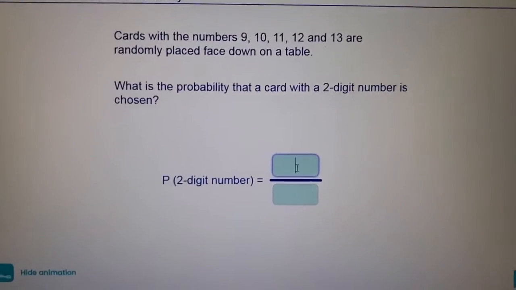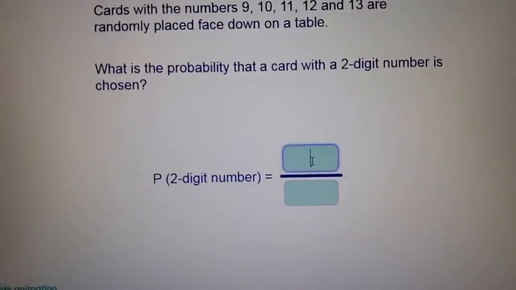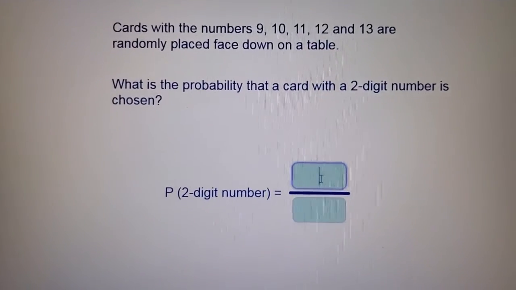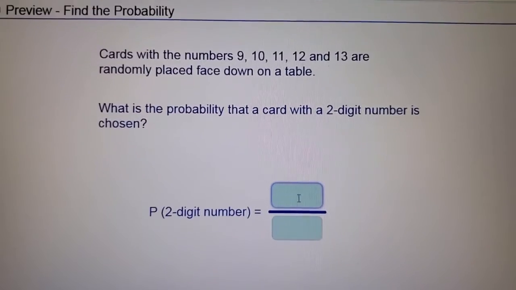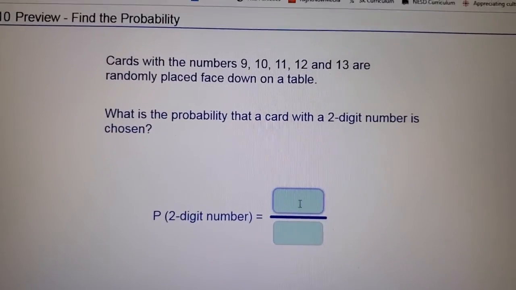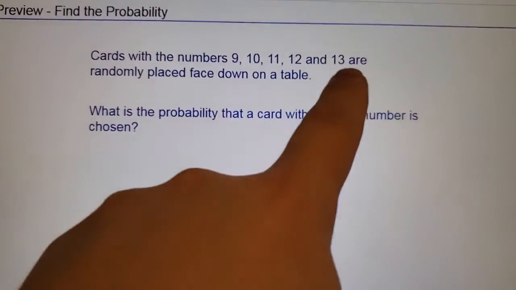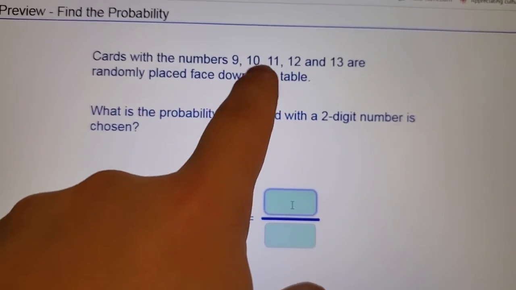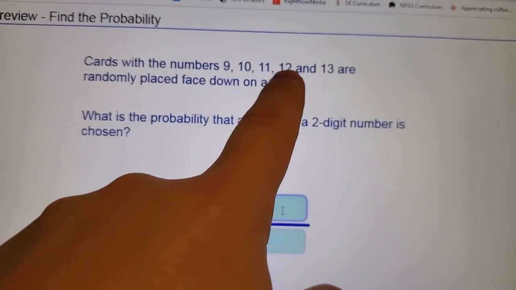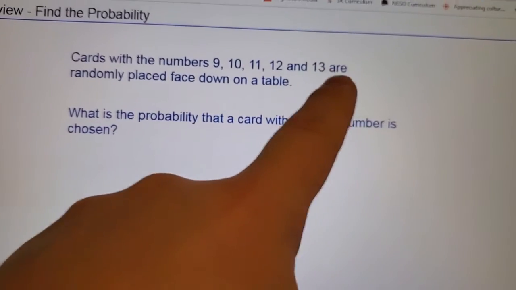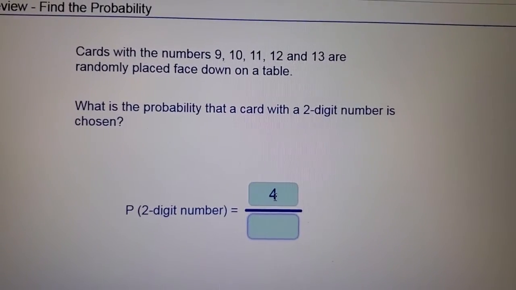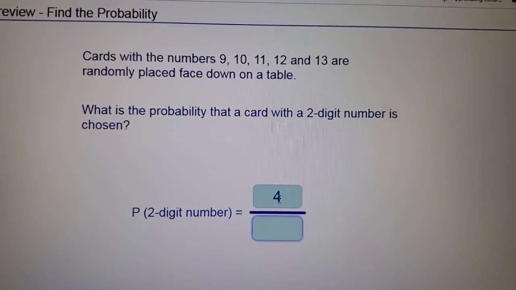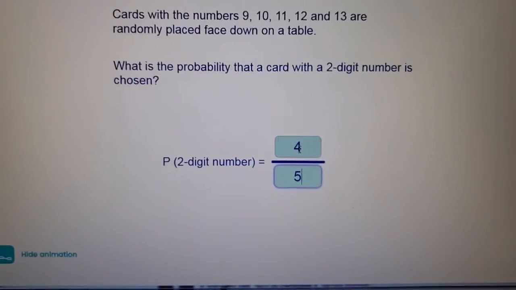Okay, here's one that's similar to one that was on the quiz. Cards with the numbers 9, 10, 11, 12, 13 are randomly placed face down on the table. What is the probability that a card with a 2-digit number is chosen? So looking at these, which numbers are 2-digit numbers? 10 has 2 digits, 11 has 2 digits, 12 has 2 digits, and 13 has 2 digits. So 1, 2, 3, 4. There's 4 of them. And how many total? There's also the 9. So 4 plus 1 is 5, 4/5.